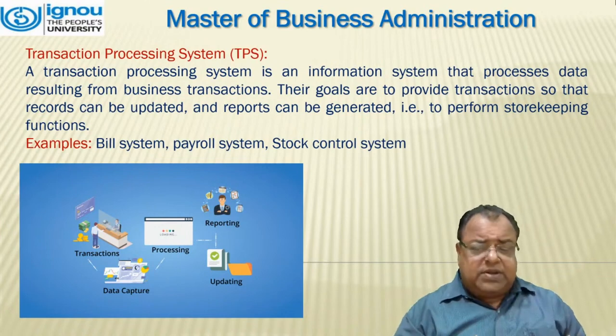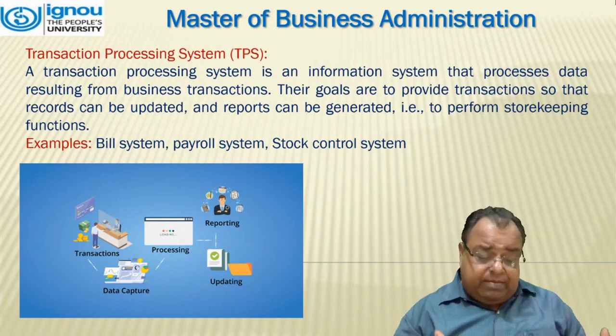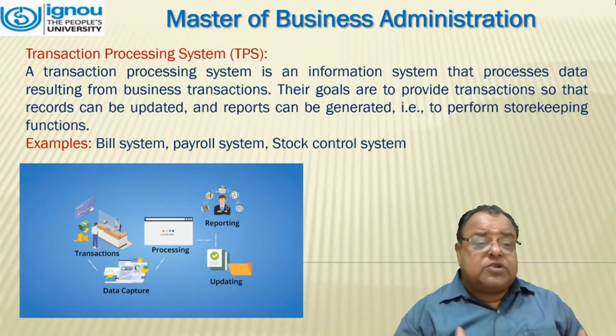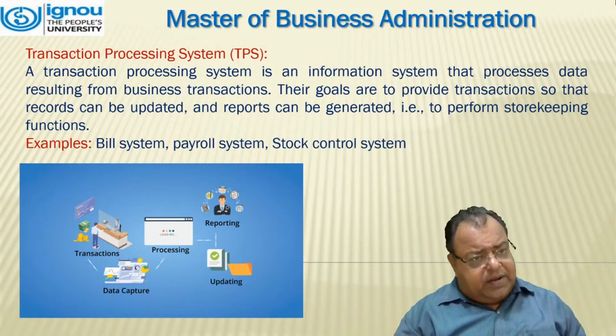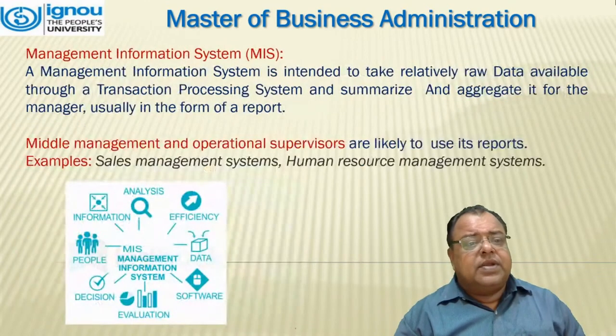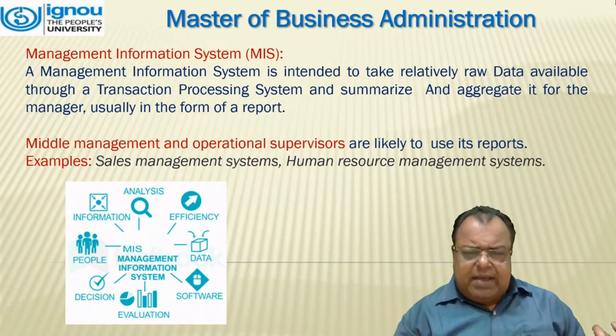It is an information system that processes data resulting from business transactions. Their goals are to process transactions so that the records can be updated and the reports can be generated. That is to perform storekeeping functions. Another question arises: where is it used? It is used in billing systems, payroll systems, and stock control systems. Second one is management information system, what we call MIS.